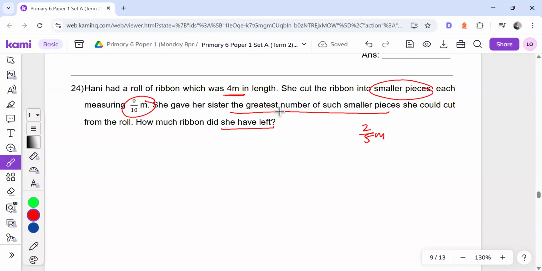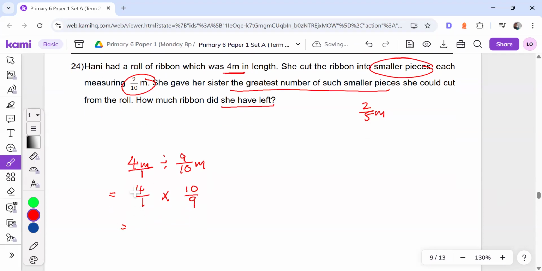So let me ask everybody. I'm sure everybody must have done 4 meter divide by 9/10 meter. Anyone didn't do this? Everyone did that, right? So you must divide to get how many pieces. So how to divide? Change the whole number to a fraction. So keep, change, flip. And then if you cannot cancel, then 4 times 10, 40, 1 times 9, 9. And then you can divide 40 divided by 9. So 4 times 9 is 36, and there's a remainder 4.